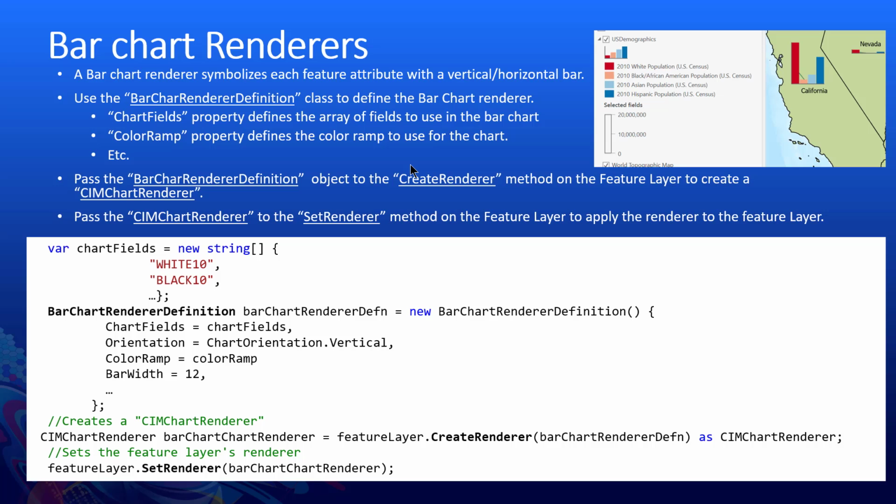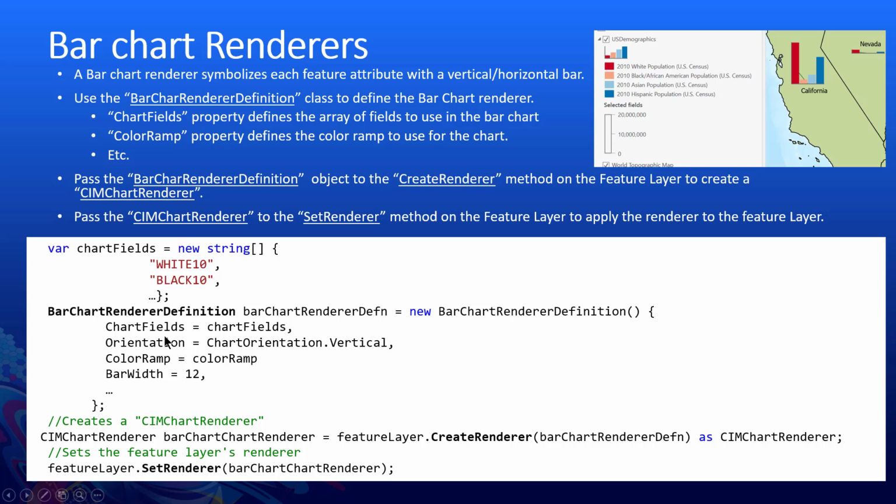Here is a code snippet in the slide. I'm first defining the string array with the fields to use in the chart renderer. This is the chart fields variable. Here I create the bar chart render definition object using the constructor. I set the properties needed inside the constructor. I've listed some of the important properties in the code snippet.